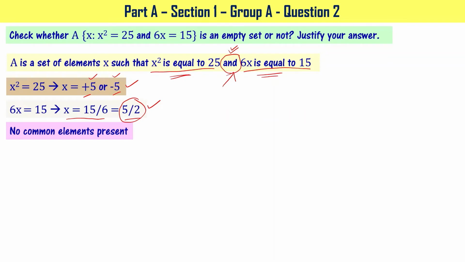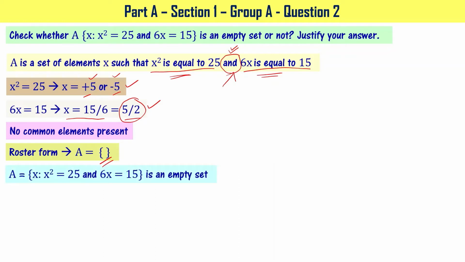Since no elements are there, you can write the set in the roster form as A equal to null set or empty set, right? So to answer the question, you can say that the given set A is an empty set. Let's take a look at the next question. That is question number 3.